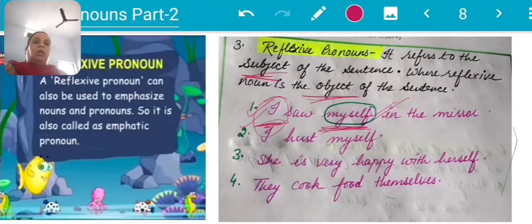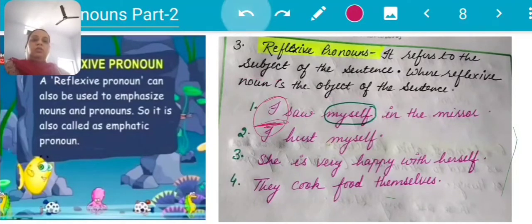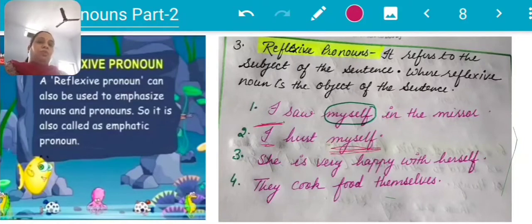Second sentence, I hurt myself. So I is what here? I is subject here, right? And hurt is verb. So where is object? Object is just after the verb, right? So here I is talking about myself. So here myself is object. Here I is subject and this is object. Myself is object. So here this is working as a reflexive pronoun.